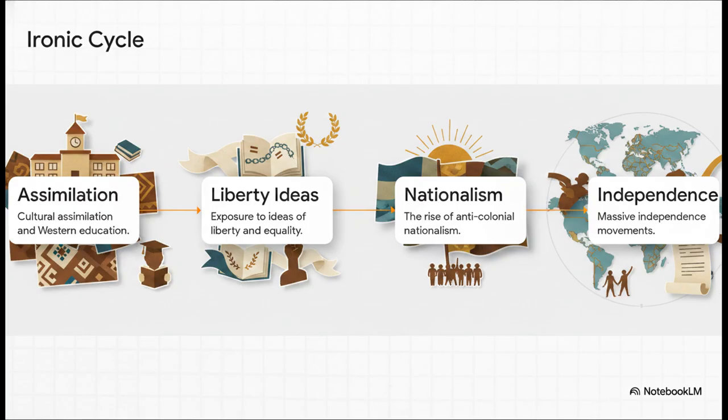But here is where history takes a super fascinating turn. We can call this the ironic cycle of imperialism. By imposing their systems, the empires accidentally planted the seeds of their very own destruction. Step 1, they enforced cultural assimilation and Western education on local elites. Step 2, those local students learned all about Western ideas of liberty, equality, and self-determination. Step 3, they looked around, realized they were being entirely oppressed, and this sparked fierce anti-colonial nationalism. And step 4, this directly led to the massive independence movements that swept the 20th century.